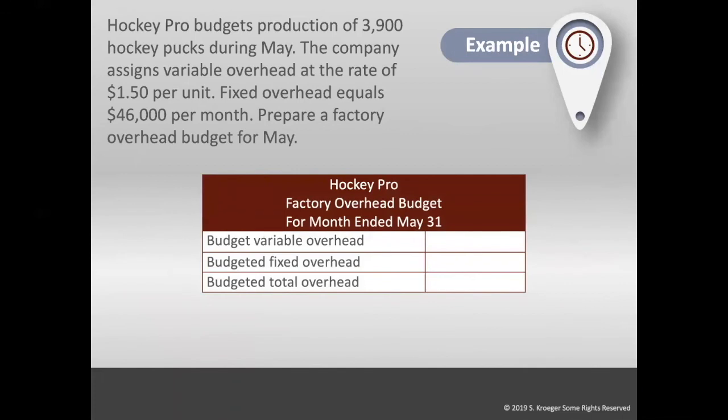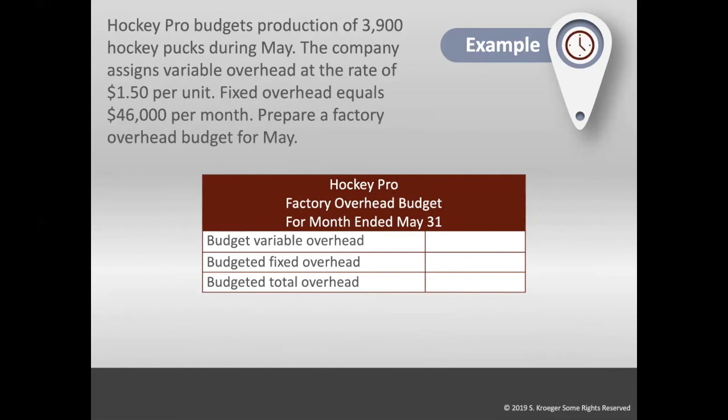We have Hockey Pro, who budgets production of 3,900 hockey pucks during May. The company assigns variable overhead at the rate of $1.50 per unit. Fixed overhead equals $46,000 per month. Prepare a factory overhead budget for May.